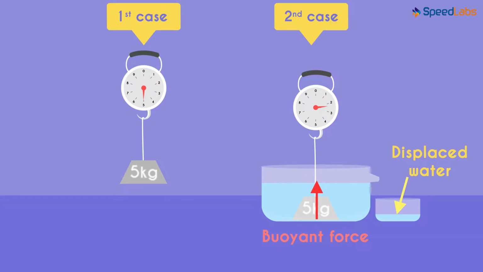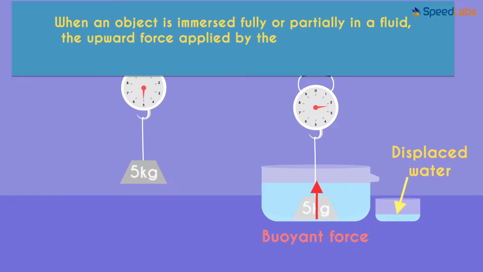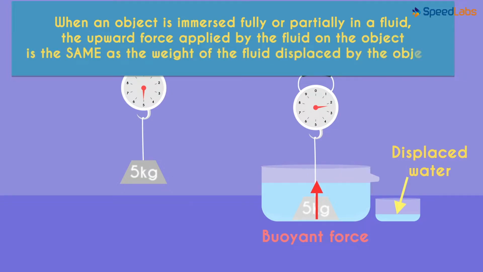That's the Archimedes principle. When an object is immersed fully or partially in a fluid, the upward force applied by the fluid on the object is the same as the weight of the fluid displaced by the object.